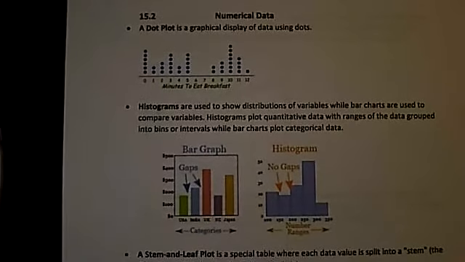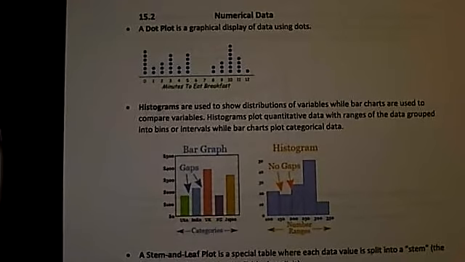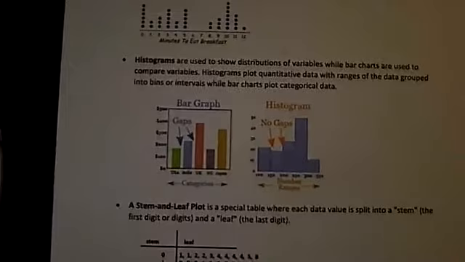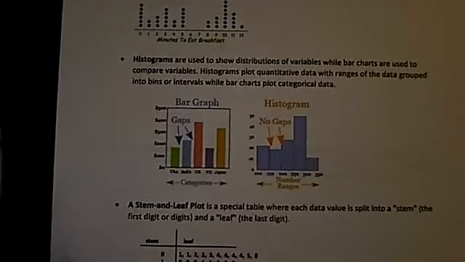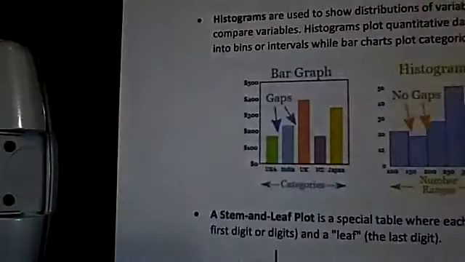All right, so histogram. A histogram shows distributions of data, and it puts them in ranges of data so you can compare them. So if you look at this histogram right here, I can get it a little bit closer for you to see that.